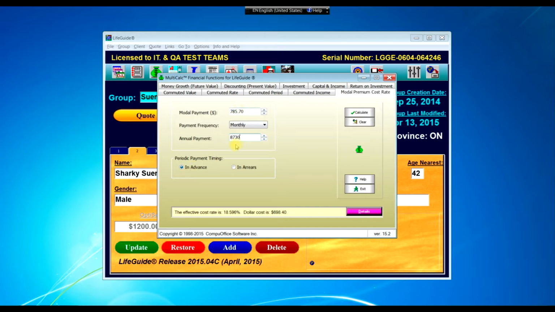And as soon as we entered these figures, our results are shown at the bottom. The effective cost rate is 18.596%. The dollar cost in this case is $698.40. Now many people make the mistake of saying, okay, so if the dollar cost is $698.40, and if the premium is $8,730, that's not 18%.